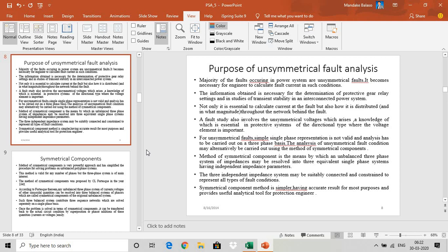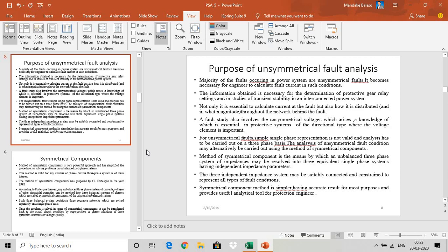In power system, the stability is classified into steady state stability, transient stability and dynamic stability. But the main purpose of the unsymmetrical fault analysis is to study the transient stability in case of the power system.